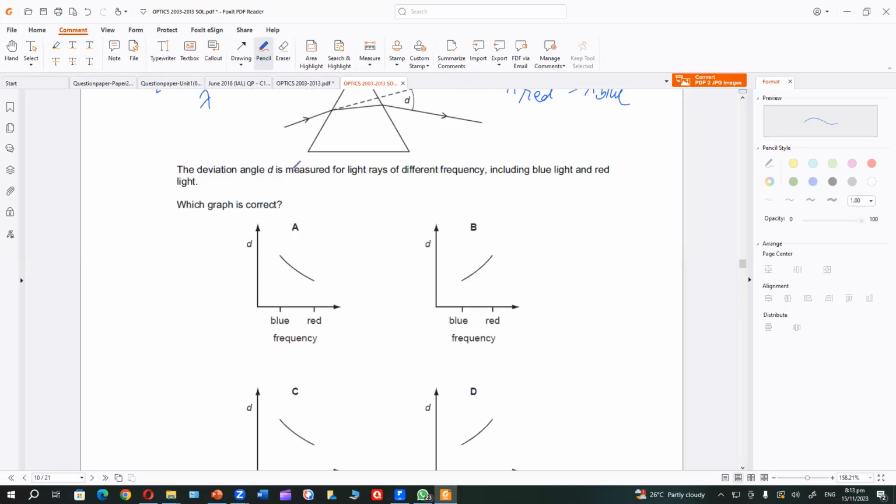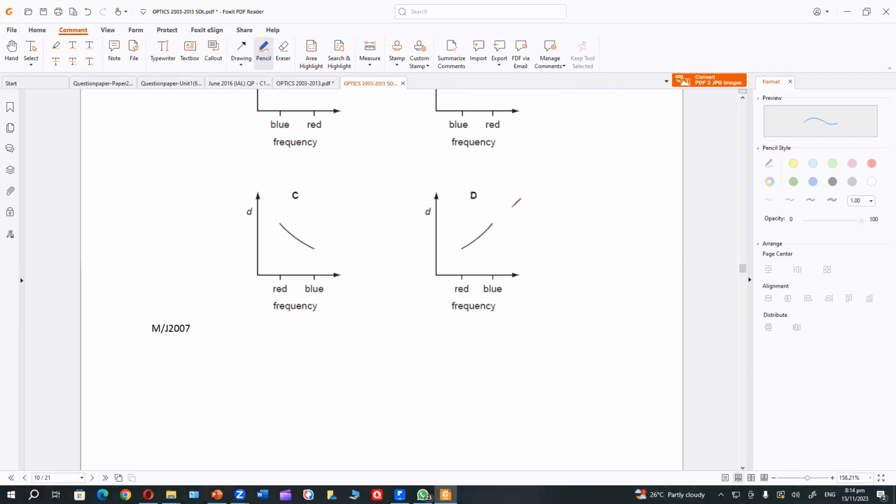The frequency of red is less than blue. So A cannot be the answer. B cannot be the answer. Red should come first. Now C and D. Red deviates more than blue. Look at D. Red deviates more. Red has smaller wavelength, greater deviation. Red has greater deviation and lower frequency.